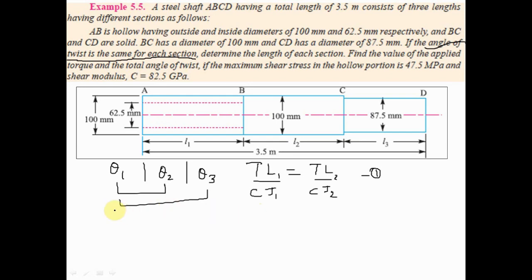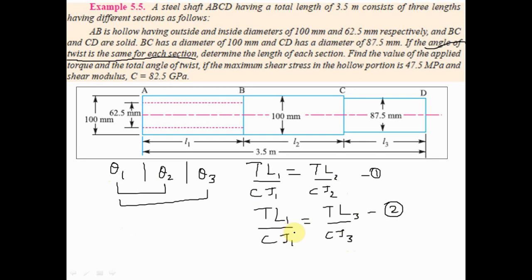Second, equating theta 1 with theta 3, you can write T L1 by C J1 equal to again T L by C J, but this time L3 and J3. So you understood, right? Theta 1 we are writing as T L1 by C J1, theta 3 as T L3 by C J3. Because theta equals TL by CJ, we are correspondingly using the same nomenclature. For theta 1 we write L1 J1, theta 2 we write L2 J2, theta 3 we write L3 J3. This is equation 2.